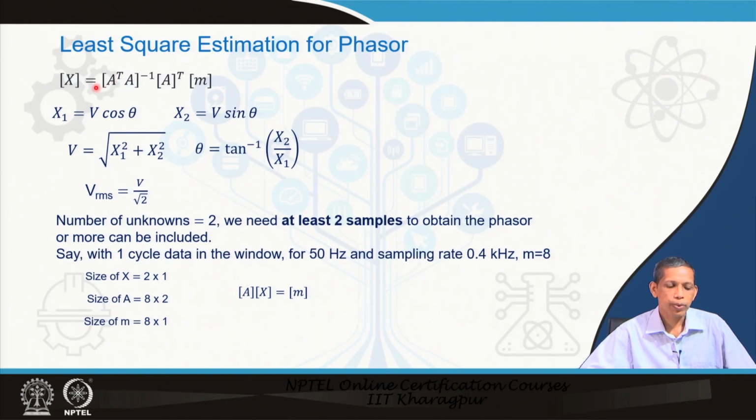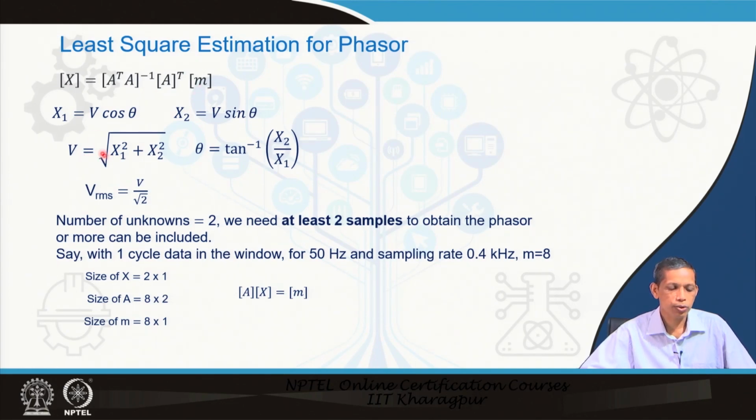Now we apply the corresponding least square technique which we have learned: x equals the pseudo inverse of A times m. Here we have considered x1 equals V cos theta, x2 equals V sin theta. Therefore, x can be obtained from the pseudo inverse of A and m, where m is nothing but v0, v1 through vn minus 1.